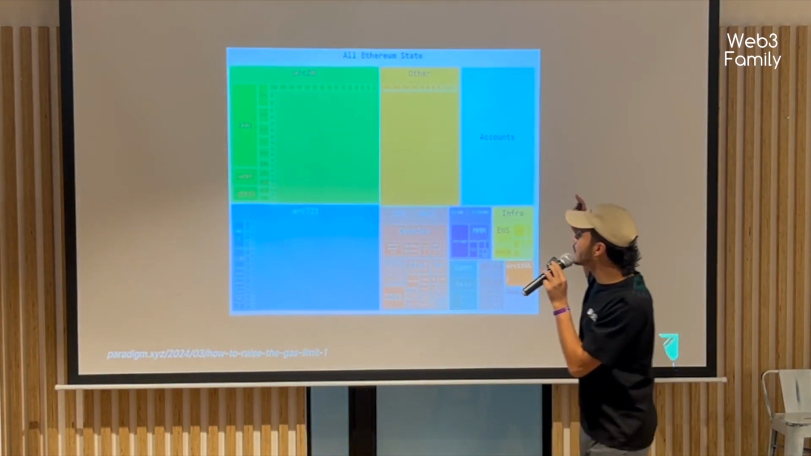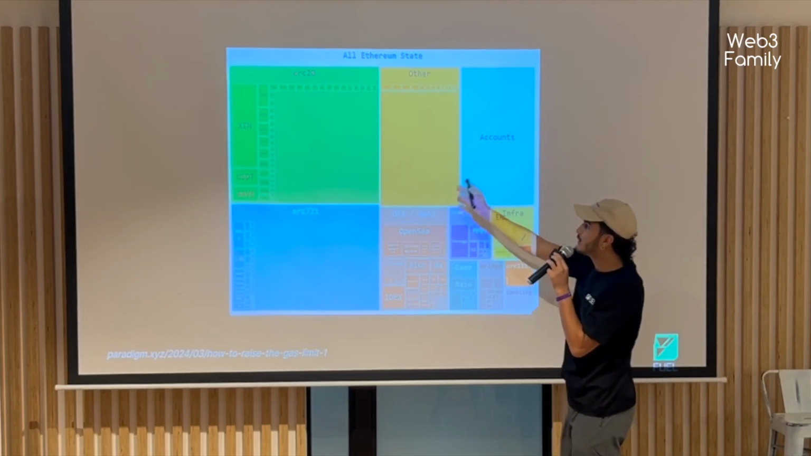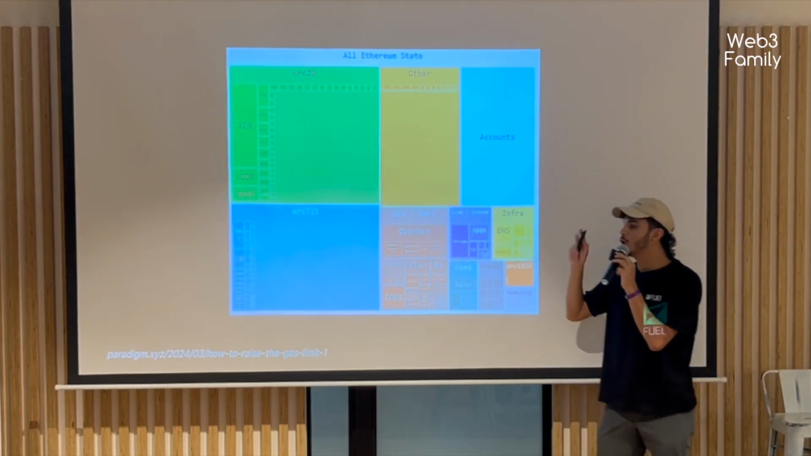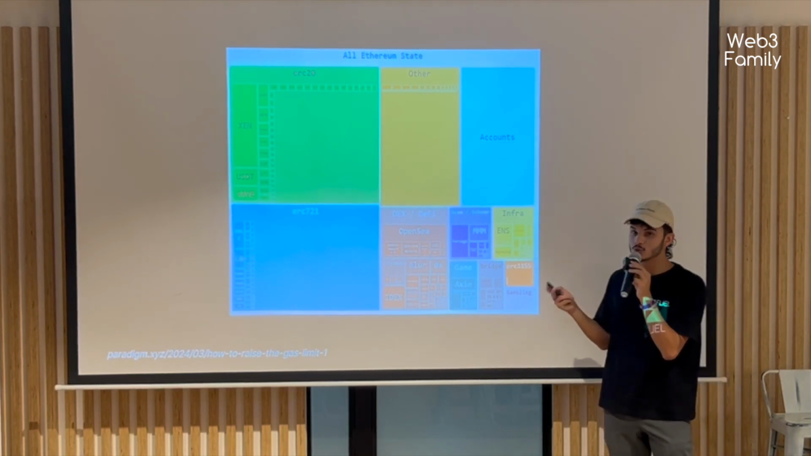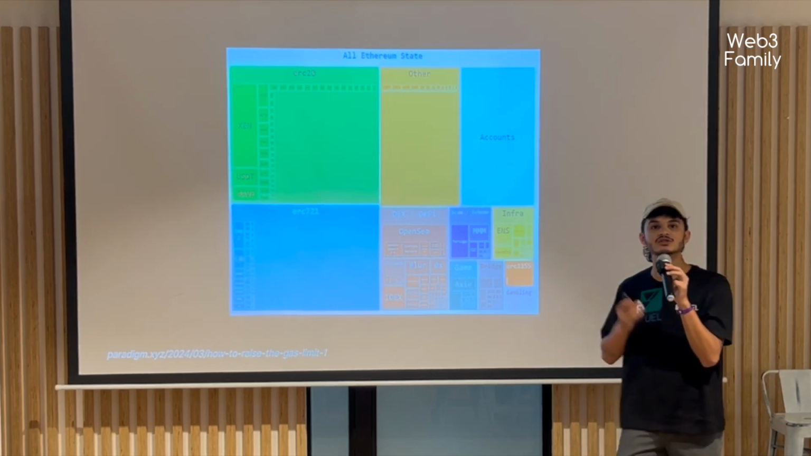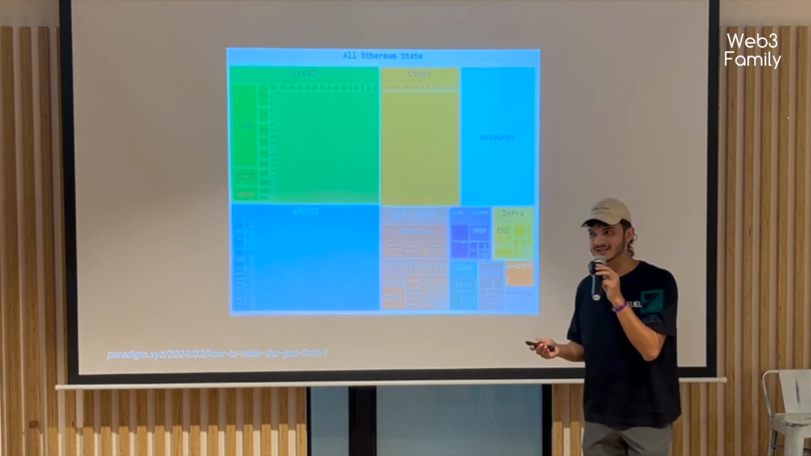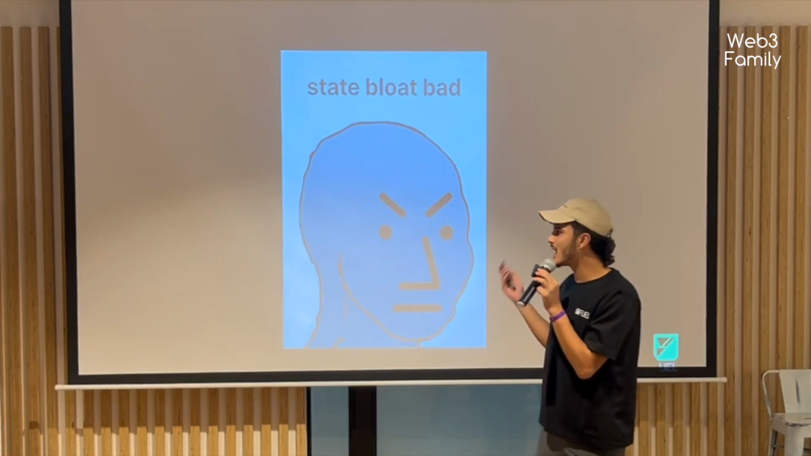So this is a more detailed look at the current situation of Ethereum state. This is also coming from Paradigm's latest investigation. And as you can see, somewhere around 48% of all the storage in Ethereum is ERC-721 and ERC-20, which is basically saying we are taking half of the Ethereum storage just to track assets. Right now, we are going to stick with the idea that state bloat is bad because we are coming back to this.